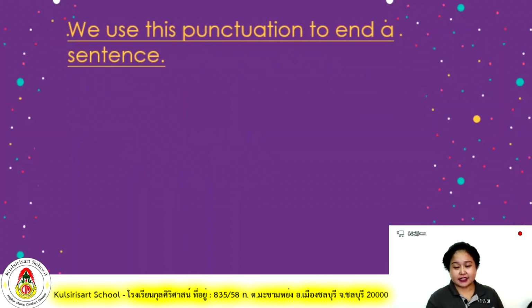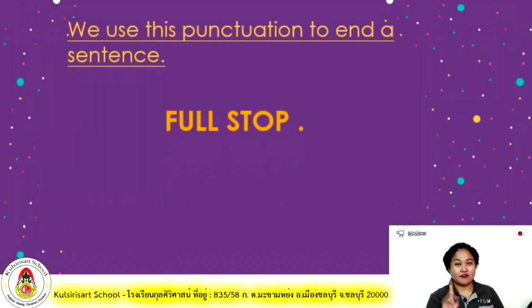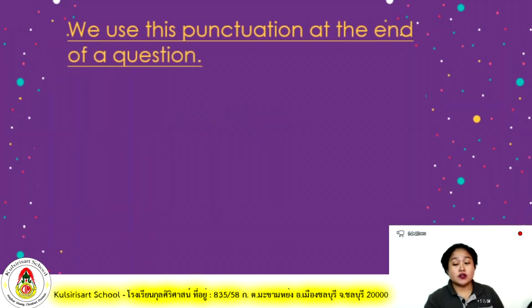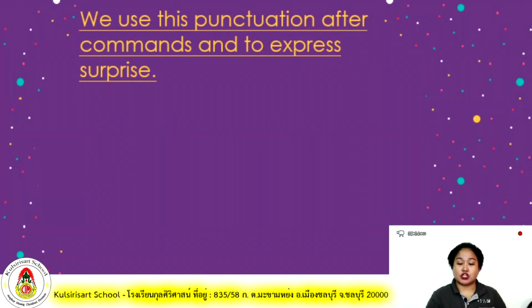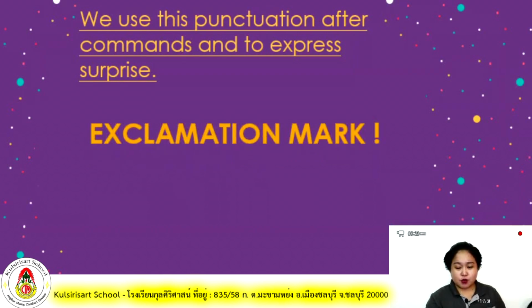Okay? Very good. Next. We use this punctuation to end a sentence. What punctuation is this? We use full stop. Very good. Next, how about this one? We use this punctuation at the end of a question. What do you think is the answer? Louder. Question mark. Very good. How about this one? We use this punctuation after commands and to express surprise. What punctuation is it? Exclamation mark. Can you say it again? Very good.